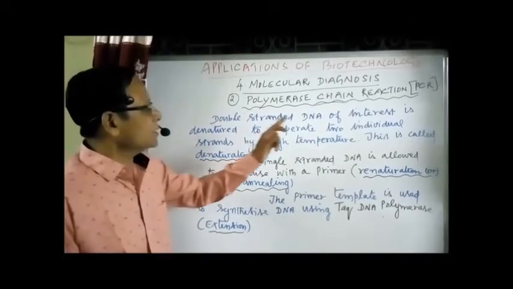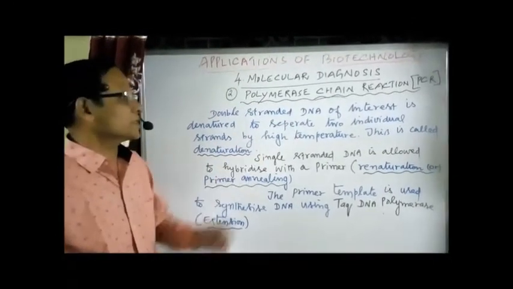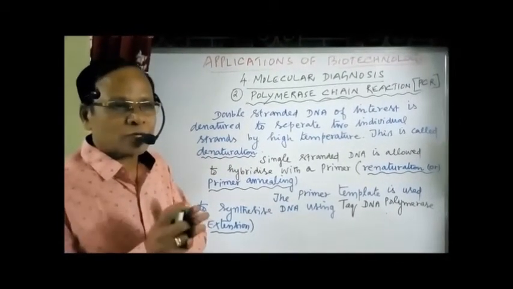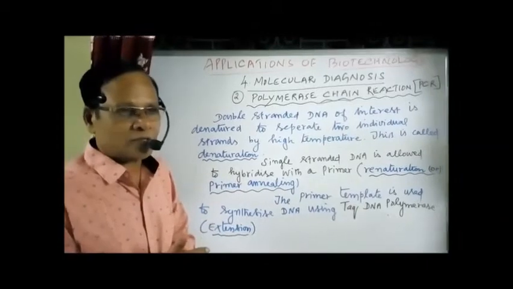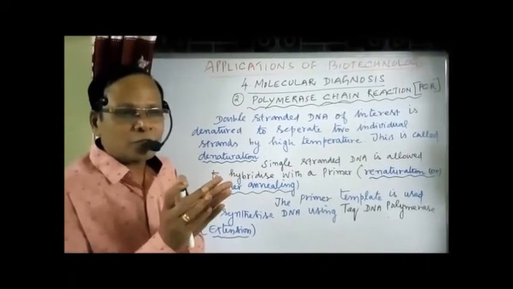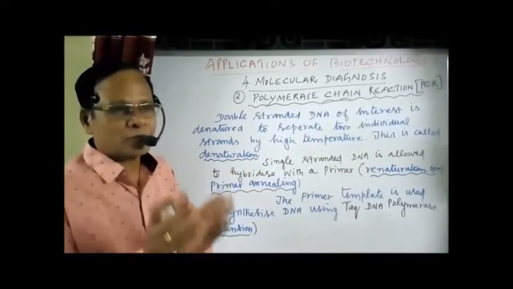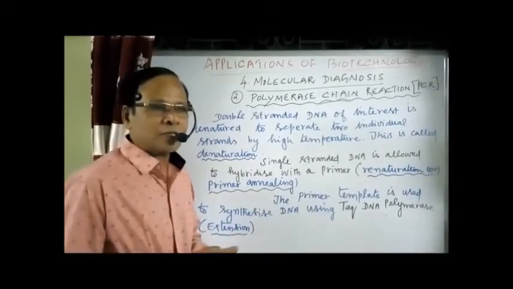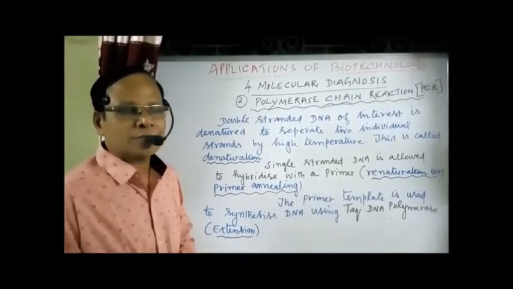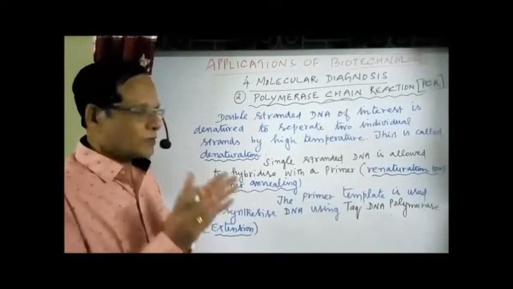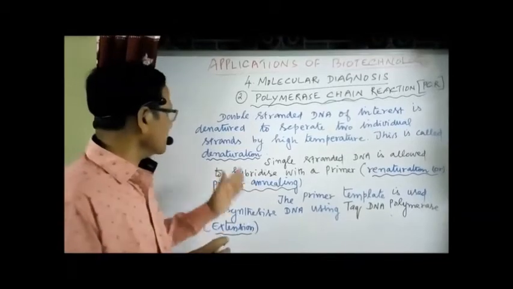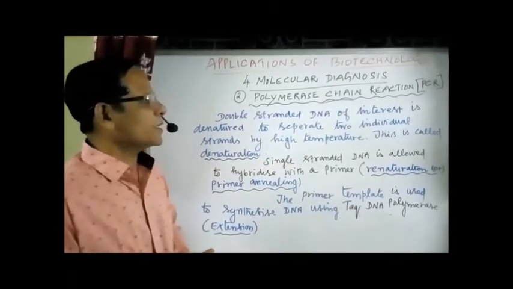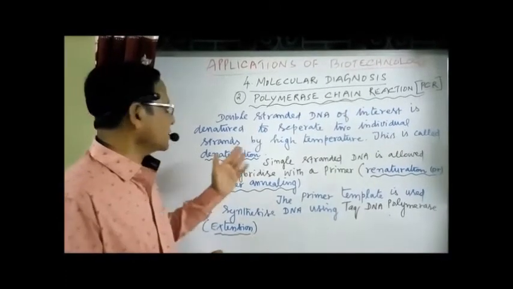Now what is happening during denaturation? The double-stranded DNA of interest is denatured by high temperature. When exposed to high temperature, it is separated. Denaturation is nothing but the separation of the 2 strands of DNA to form single-stranded structures. That is done with the help of temperatures, for example 95 degrees Celsius for about 1 minute, so that we can separate the 2 strands. To separate the 2 individual strands by high temperature is called the denaturation process.